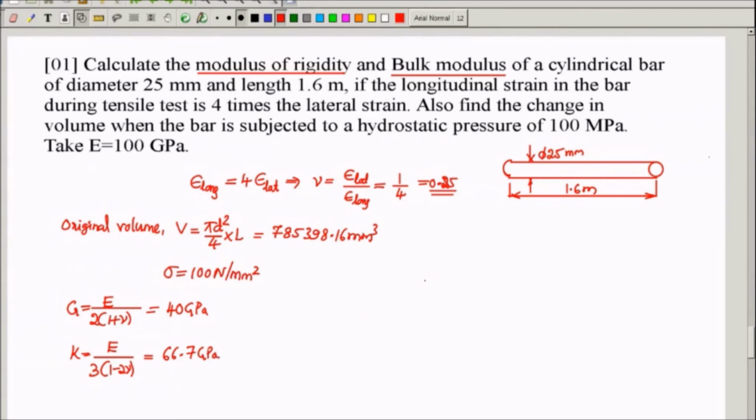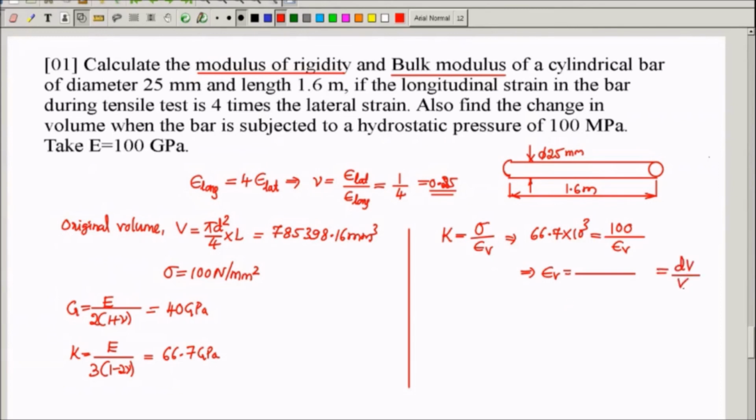Change in volume can be found out using expression of K. K is what? Sigma by epsilon V. Bulk modulus is defined as the ratio of bulk stress or hydrostatic stress sigma to the volumetric strain. K is 66.7 into 10 power 3 megapascal. That should be equal to 100 megapascal divided by epsilon V. So this will give you epsilon V. And epsilon V is nothing but dV by V, change in volume by original volume. Original volume is already found out. So this can be used to find out change in volume, which is V into epsilon V. To calculate, we are supposed to get 1178.1 mm cube.